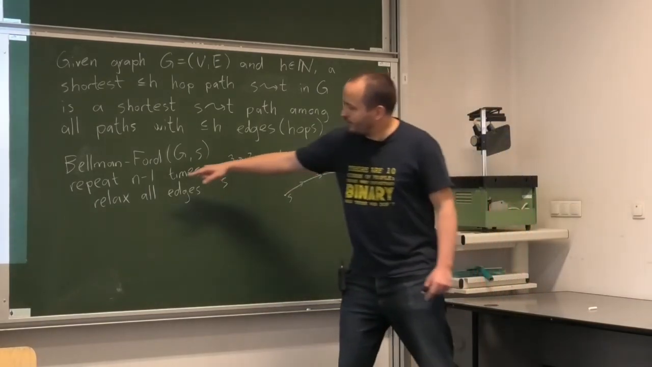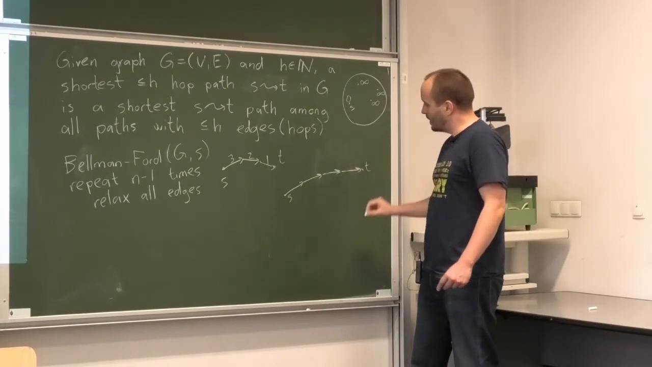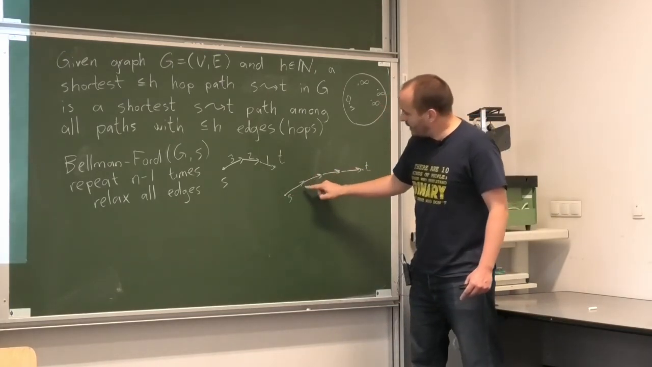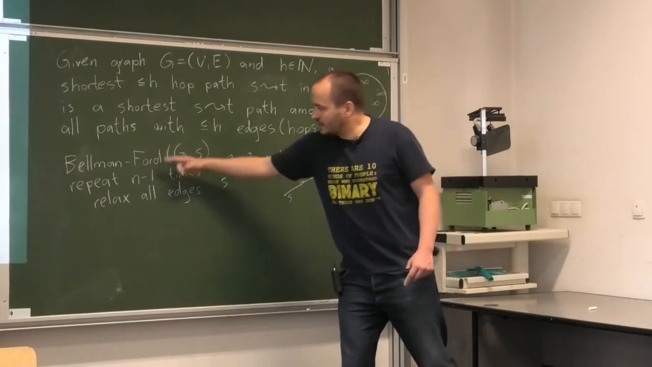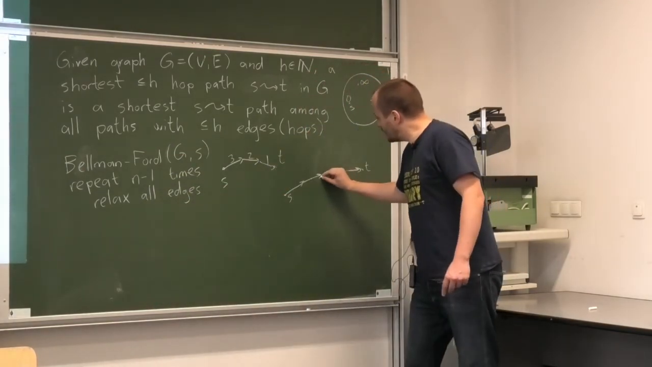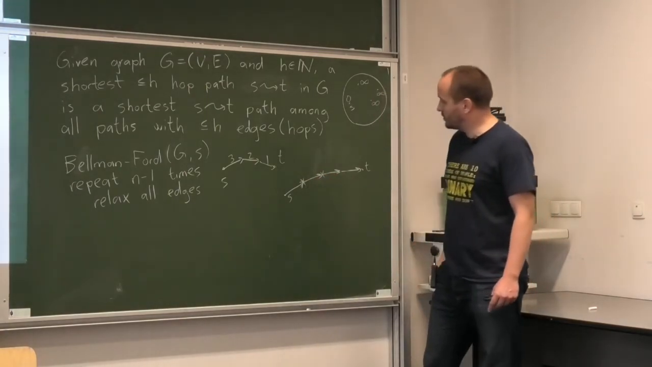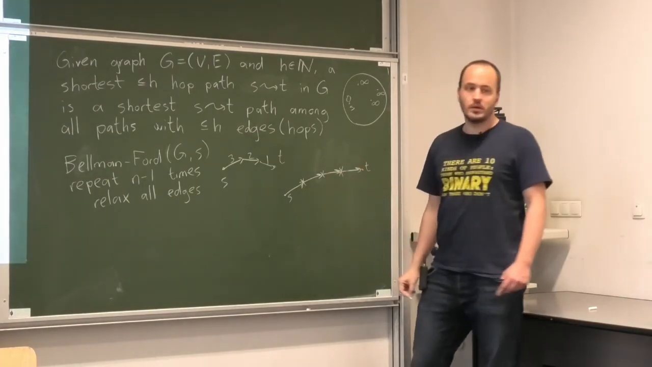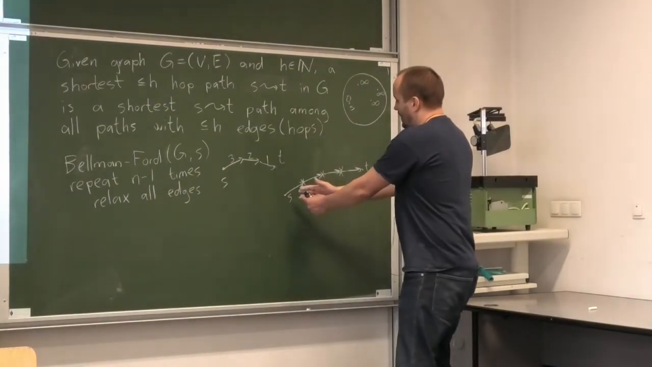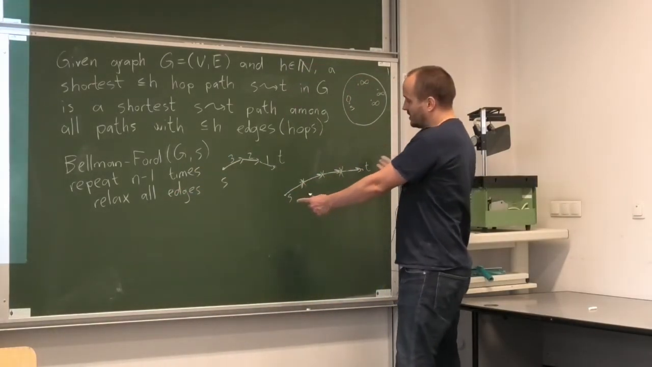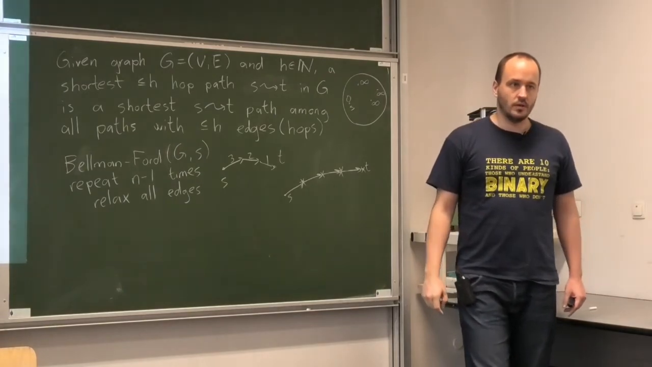So you can show that after the first iteration, if you look at any shortest path from S to T, this vertex will have its correct distance estimate from S. After the second iteration of this for loop, this will also have its correct distance from S, and this cannot change anymore, so this is also correct. After the third iteration, this one will have the correct distance. So if you repeat this many times, then even if the path is the longest possible, containing n minus 1 edges, you will get that the distance to this endpoint here is the correct one.